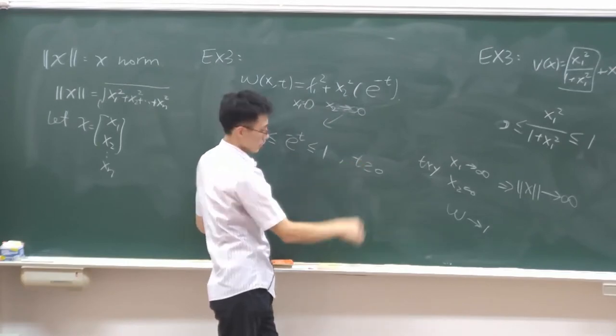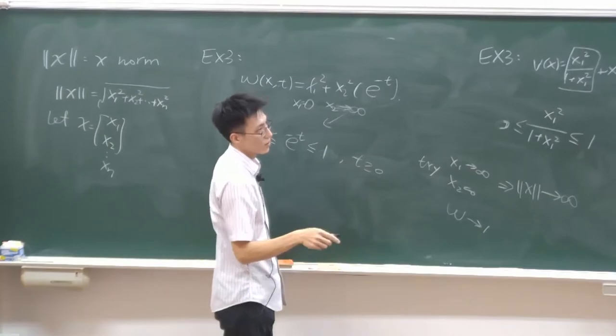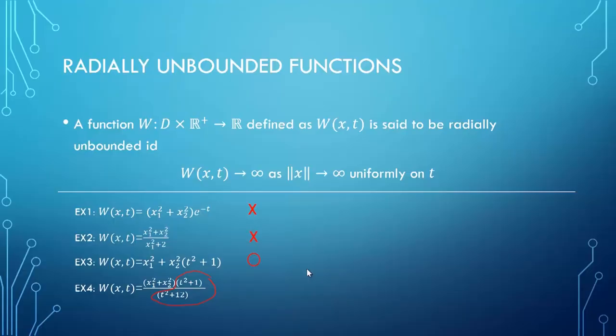And same as the first example, right? You have exponential minus t here that prevents W from going to infinity. Okay, so it's not radially unbounded. 这样懂吗? How about, all these questions will be in the exam, so pay attention. So how about we modify example 4 to this?